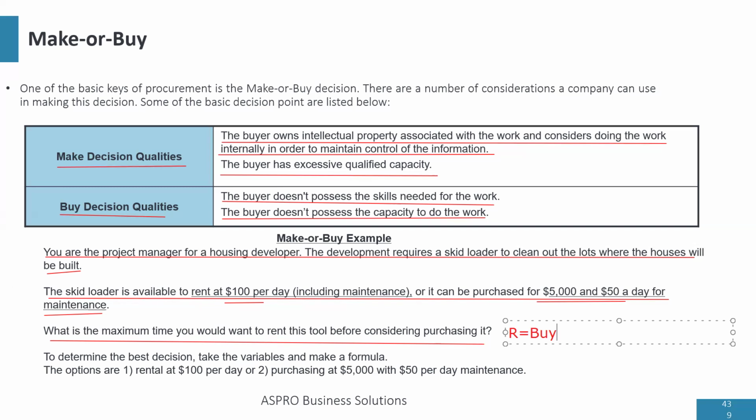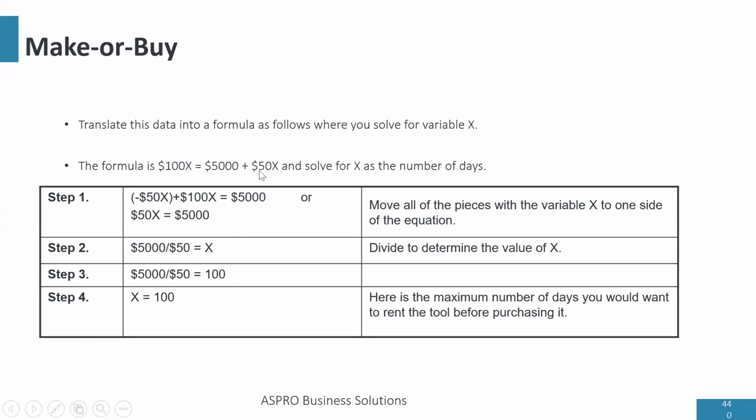So in the next slide, you see it. The cost of renting is 100x. The cost for buying is 5,000 plus 50x. Solve for x, and in 100 days, the cost of renting and the cost of buying will be exactly the same. 100 times 100 is 10,000. 100 times 50 is 5,000, plus 5,000 is 10,000. So in 100 days, the cost of renting the tool and buying it would have been the same.